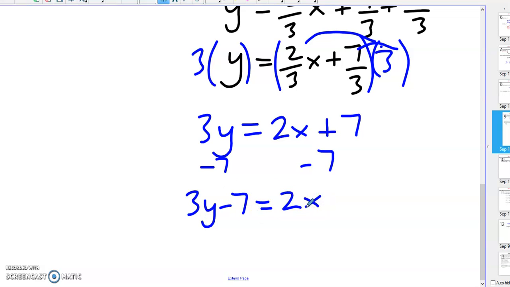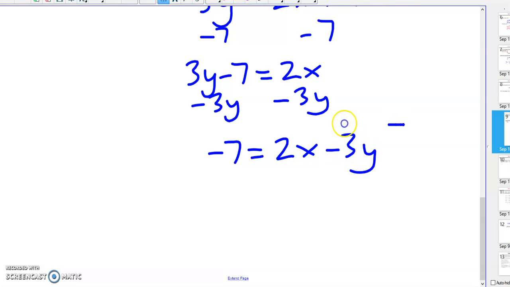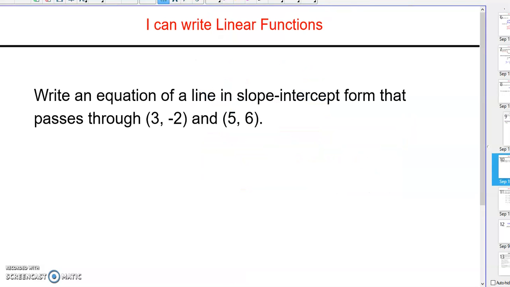And I want to move this y over to the other side. So I subtract 3y and subtract 3y. And so this becomes negative 7 equals 2x minus 3y. And so that is our final equation of the line in standard form. Wow. All right, let's keep moving.